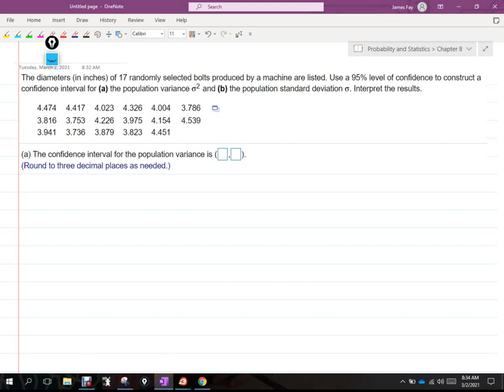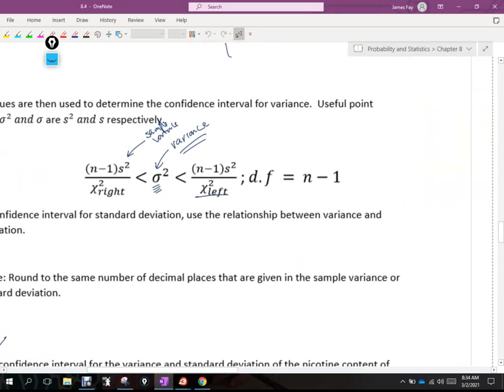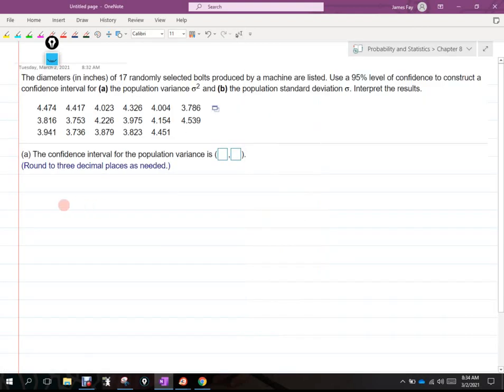Okay, so what we're looking at here, if you remember from 8.4, is our formula for variance, which is this thing right here. So we'll write that down first. You go n minus 1 times s squared, or sigma squared, or if we want to refer to it as just the variance, that's fine, divided then by your chi-squared.